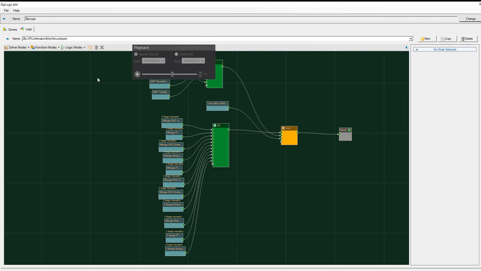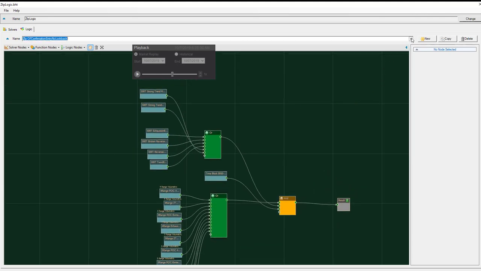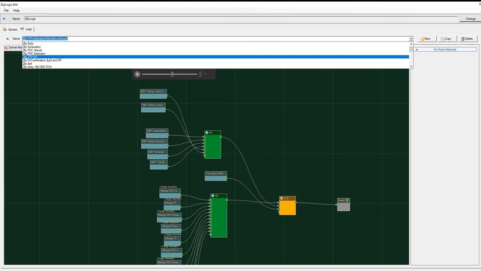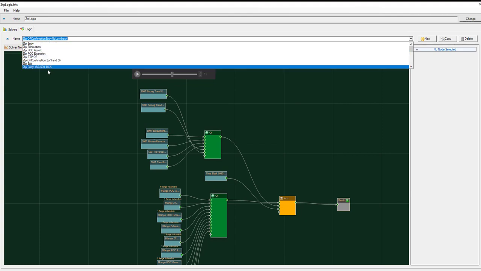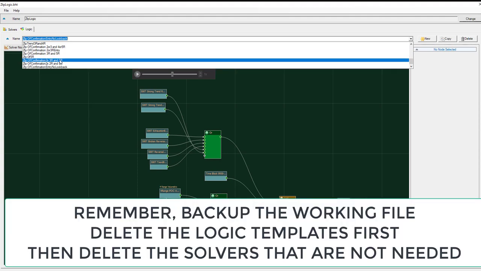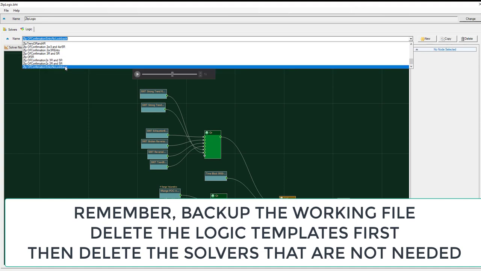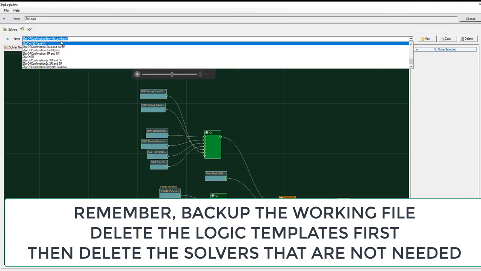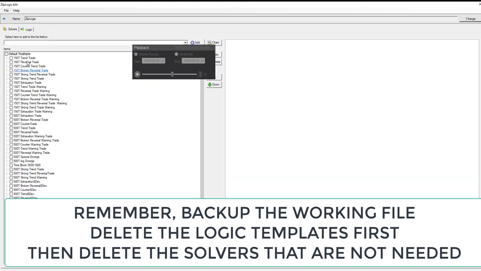And in order to do that, you actually have to get rid of the logic templates first. So we would want to go back in. All of these other logic templates would need to be deleted. So make sure if you have something that you have created, you take the file, make a copy of it, and that copy will be renamed to something that you understand, and that would be the only thing in here. So we would want to first get rid of all of our logic templates, and then get rid of all the solvers that are not being used over here. And that will optimize the Bloodhound file.